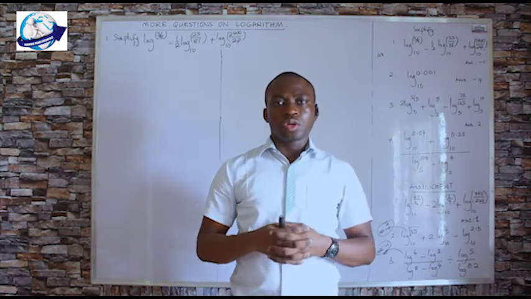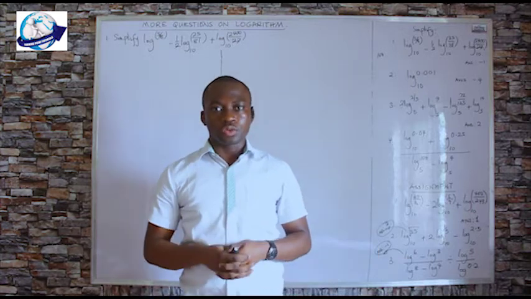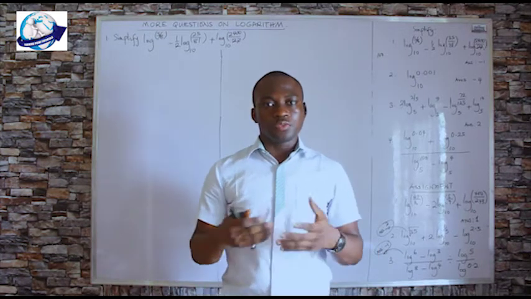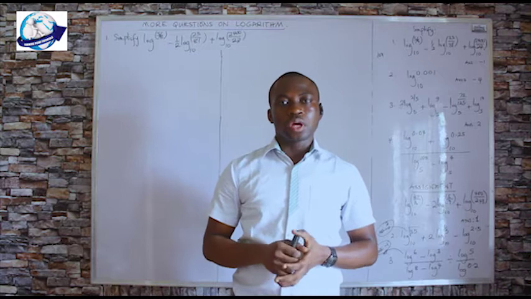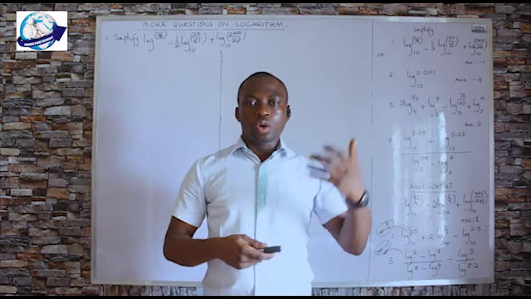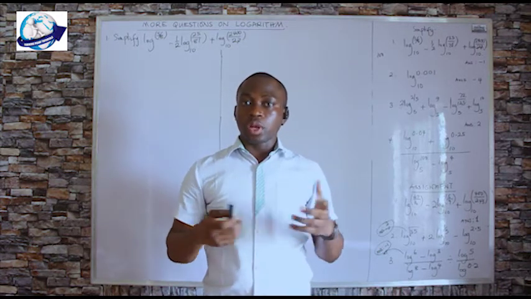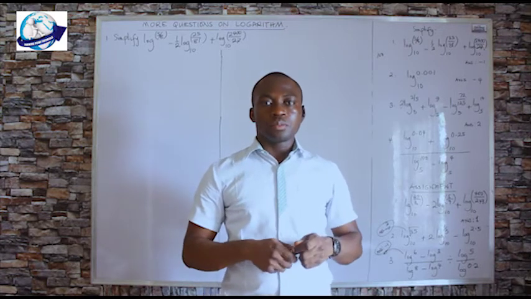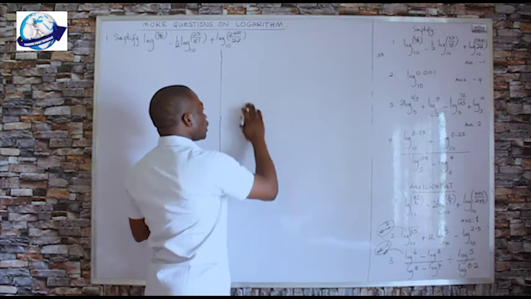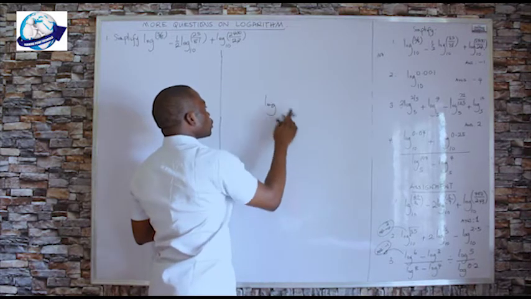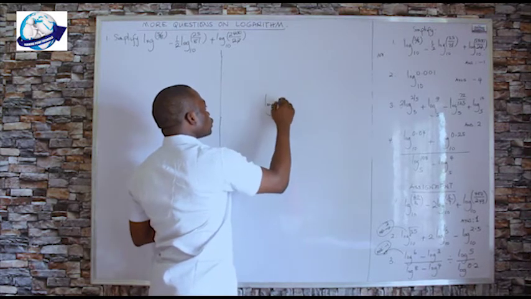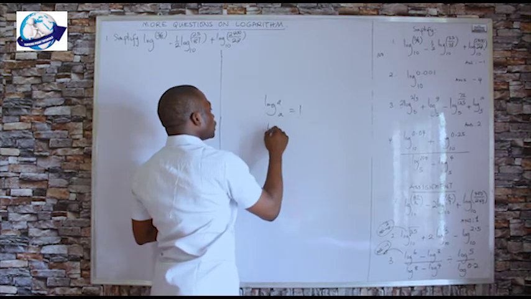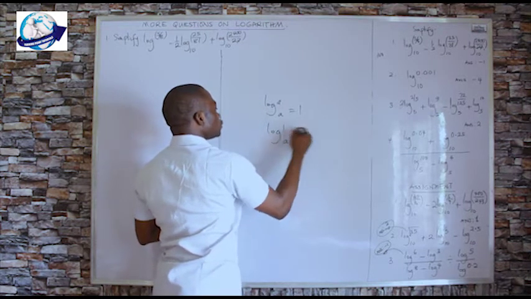Before now, we have been considering the topic logarithm. We started with the simplification in logarithm, and we took some vital questions. We saw the formulas guiding us in the laws of logarithm. I said that every logarithm to its own base is 1, and that log 1 to any base is 0.